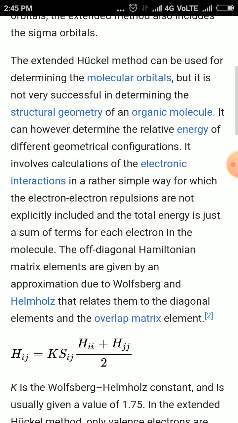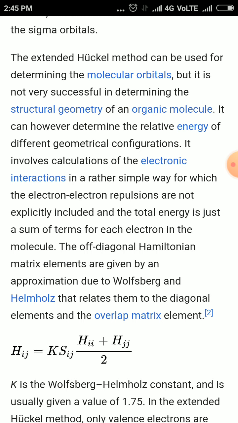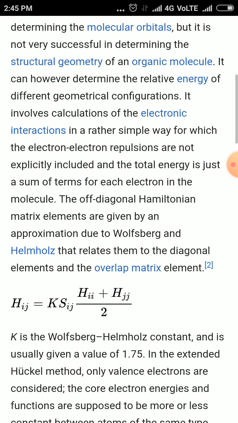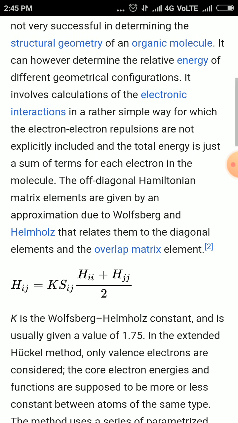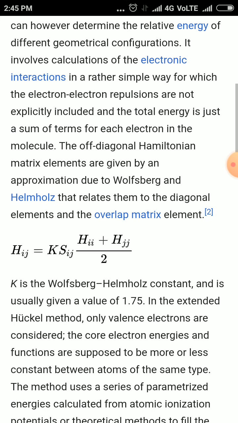It can determine the relative energy of different geometrical configurations. It involves calculation of the electronic interactions in a rather simple way, for which the electron repulsions are not explicitly included. The total energy is just a sum of energy terms of each electron in the molecule.